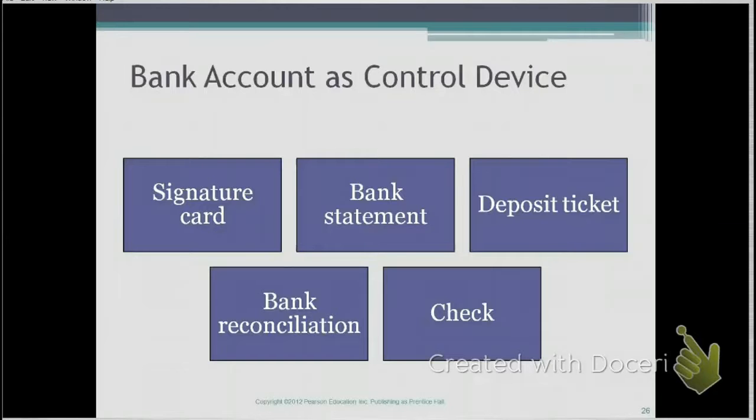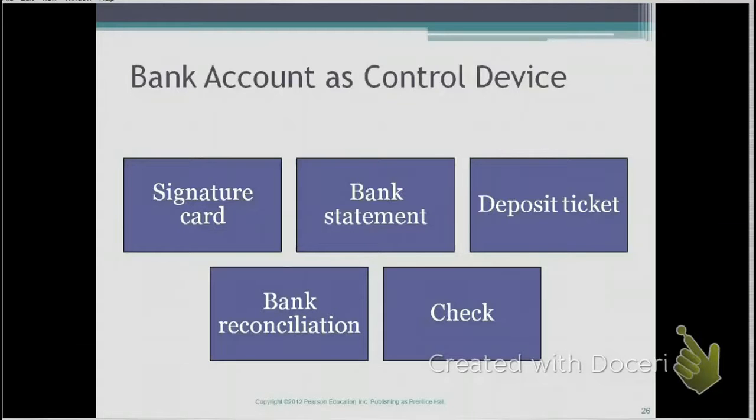The next control is a deposit ticket, which is every time a company goes and deposits money or checks in the bank account, they will give you a summary of all the deposits. That is a verification, a documentation of what you deposited in your bank, and you can compare that with any accounting records later on. A bank reconciliation is a very important control device, which we're going to talk about next.